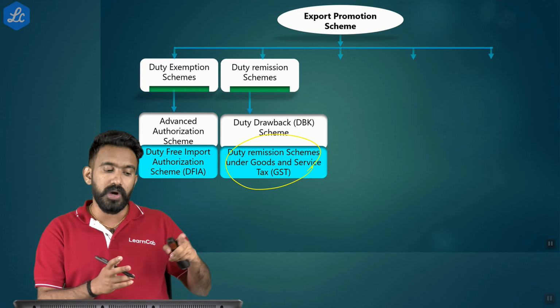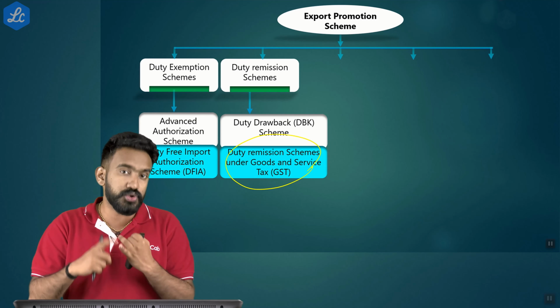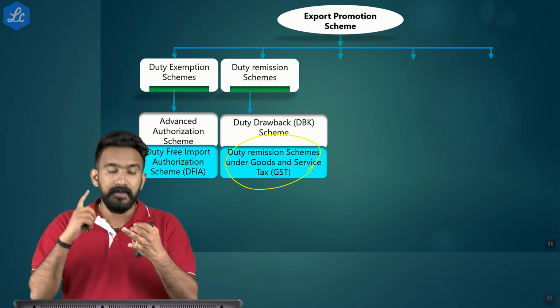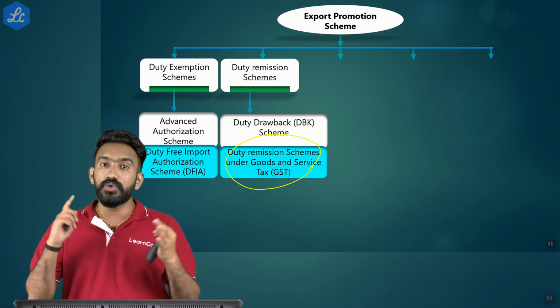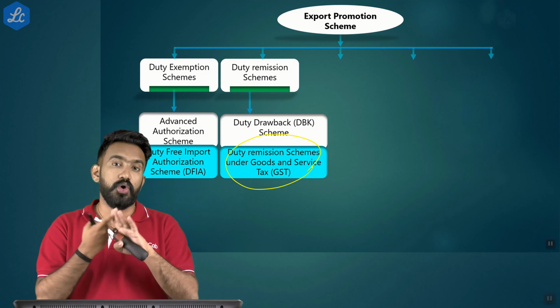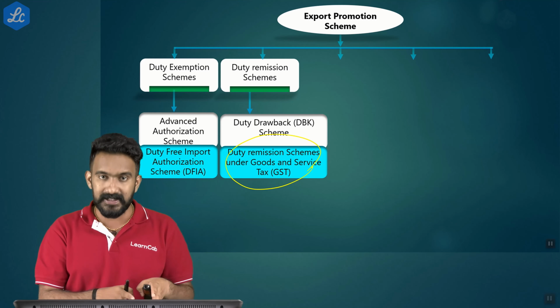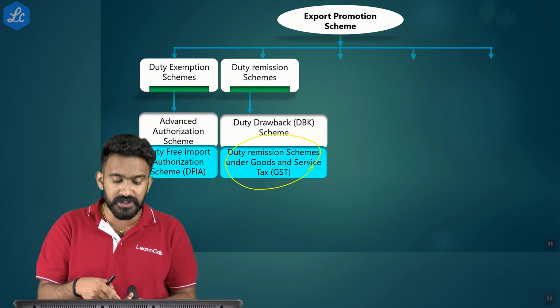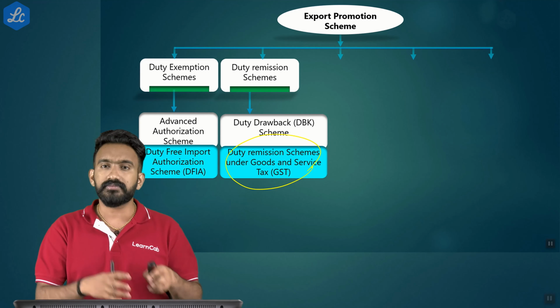Again, I'm repeating, you have duty exemption schemes which are advance authorization scheme, which we will explain in detail. Then DFIA, duty free import authorization scheme. You have duty remission scheme, which is drawback scheme, which we have learned in customs, which I'm not going to detail in here, and duty remission schemes under GST, which you would have already learned in GST.